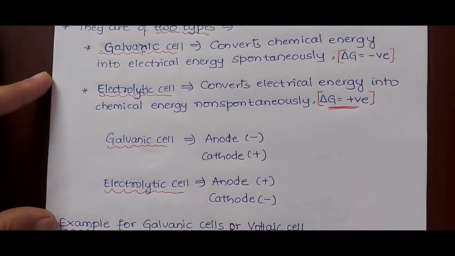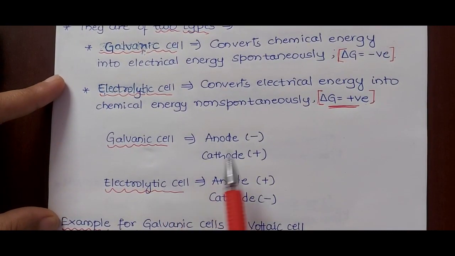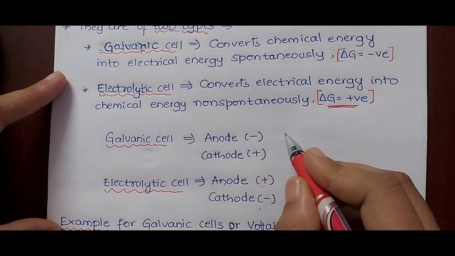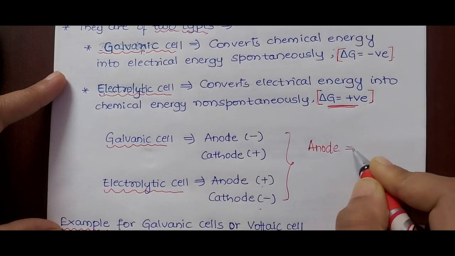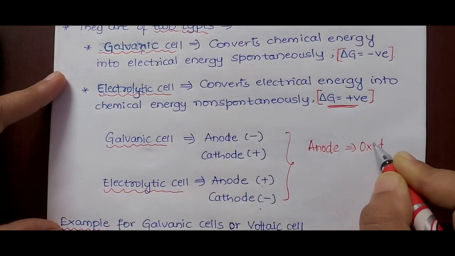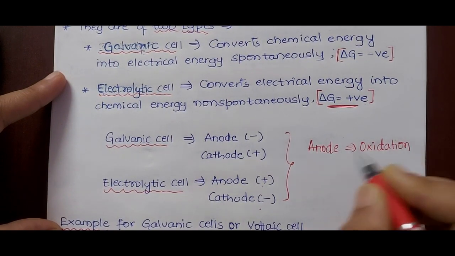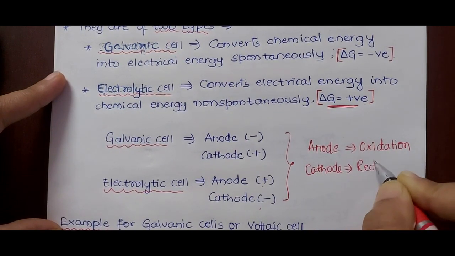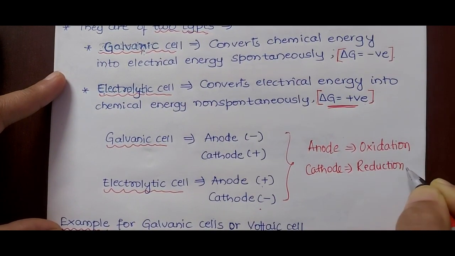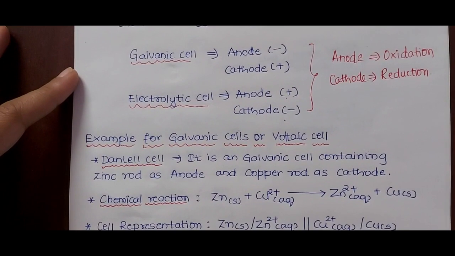In a galvanic cell, the anode is negatively charged and the cathode is positively charged. In an electrolytic cell, the anode is positively charged and the cathode is negatively charged. Irrespective of their charges, always at the anode, oxidation reaction will occur, and at the cathode, reduction reaction will occur.